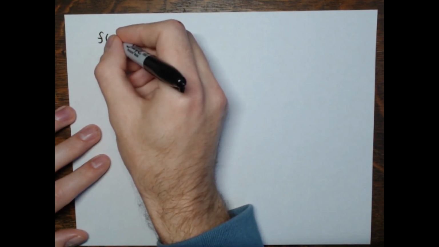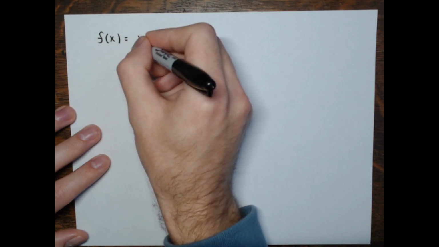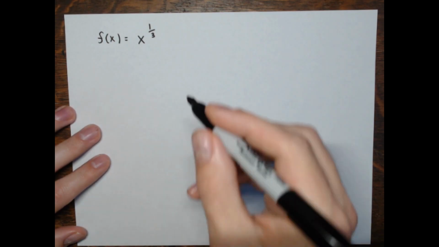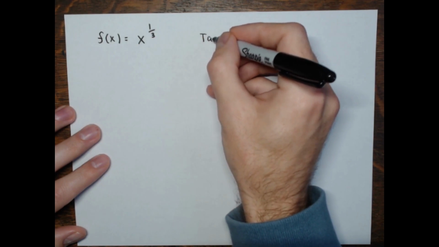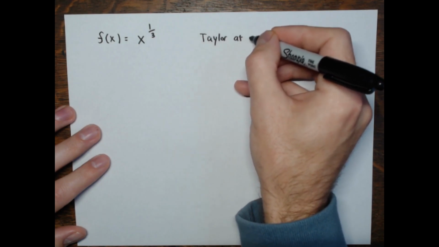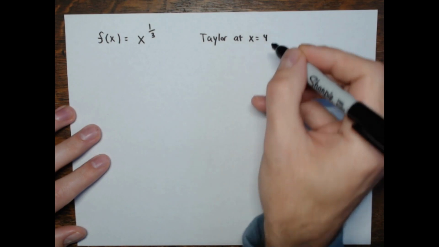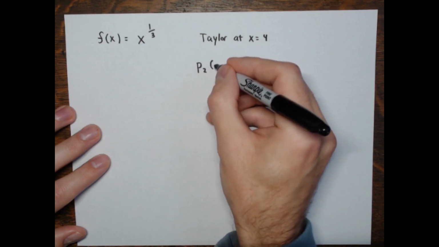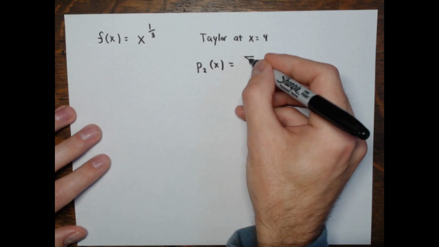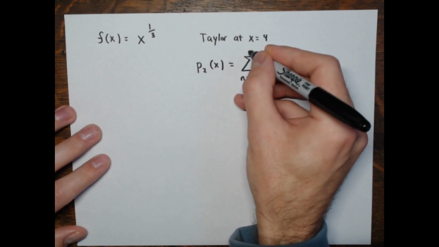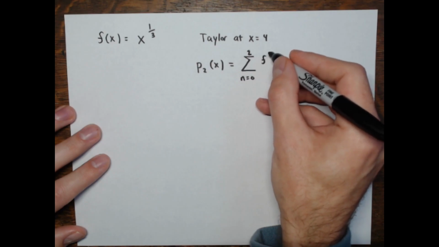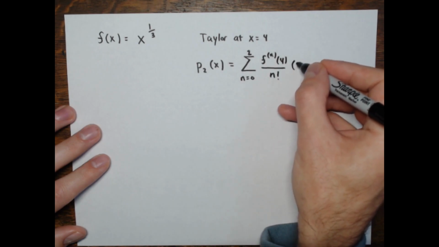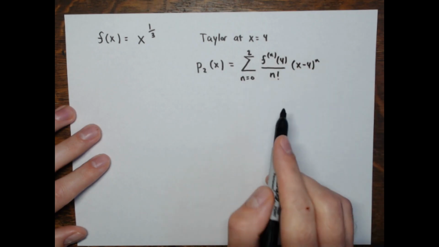So the function we're talking about here is the cube root of x. Now I'm going to write that as x to the 1/3 power because I'm going to be doing a lot of derivatives. And we're talking Taylor at x equals 4, right? So if I were to make the second Taylor polynomial, that would be the sum from n equals 0 to 2 of the value of all the derivatives of this function at 4, divided by n factorial, times powers of x minus 4.